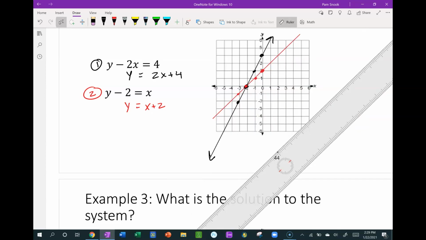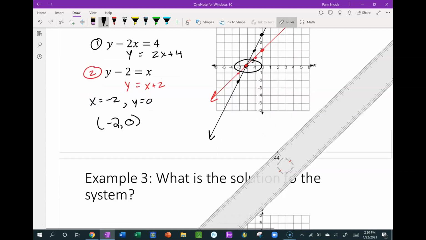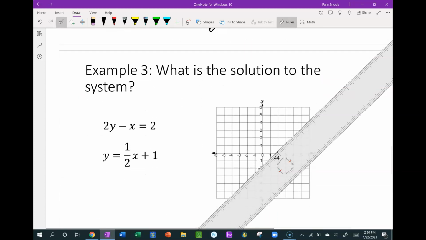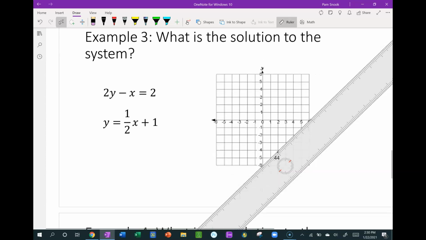And then graph. And the answer is right there. That's the intersection where those two lines cross. And at that point, x equals -2 and y equals 0. So our answer is -2, 0. All right, so that's solving these systems. Now let's take a look at some special cases.